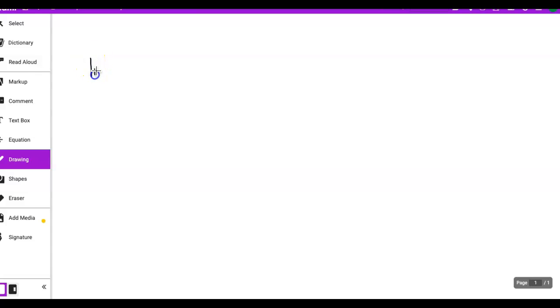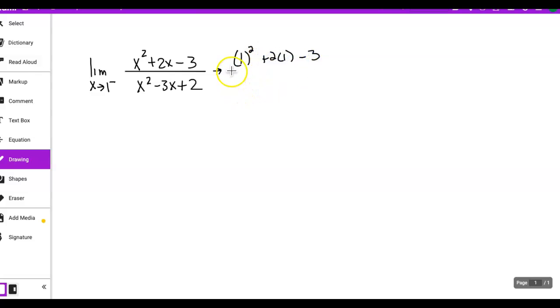Okay, so this is actually number 14 in the review packet, and I'm going to do the limit as x approaches 1 from the left, and the function that we have is x squared plus 2x minus 3 over x squared minus 3x plus 2. All right, so I'm going to plug in 1. So I have 1 squared plus 2 times 1 minus 3 over 1 squared minus 3 times 1 plus 2. So let's see what we've got. We've got 1 plus 2 minus 3. That's 0 up top. And then we have 1 minus 3 plus 2, and that's actually 0 on the bottom.